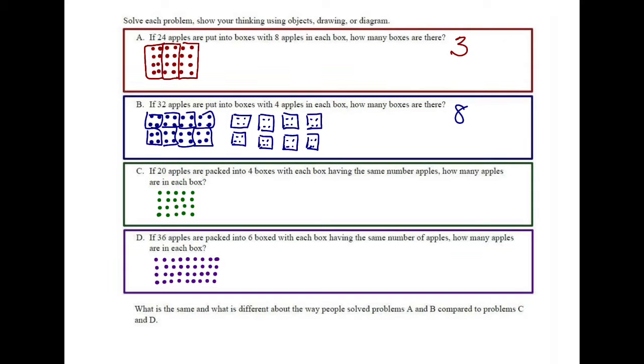Okay, C. If 20 apples are packed into 4 boxes, with each box having the same number of apples, how many are there in each box? Okay, so now we're going to have 4 boxes, and I want to put apples in each one so that it's an even number. So this would be 1, 2, 3, 4, 5, 6, 7, 8, 9, 10, 11, 12, 13, 14, 15, 16, 17, 18, 19, 20. So there would be 5 in each box, right?